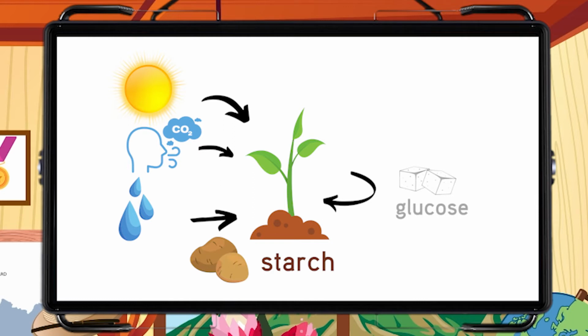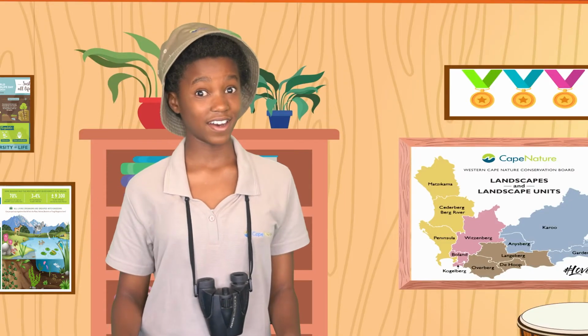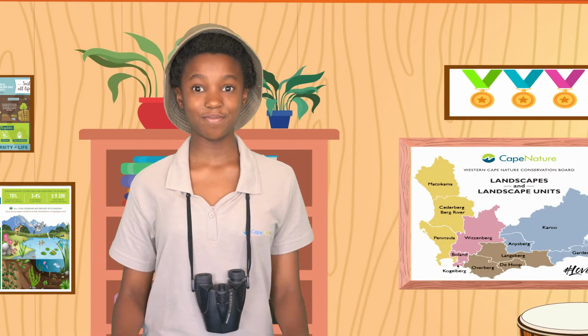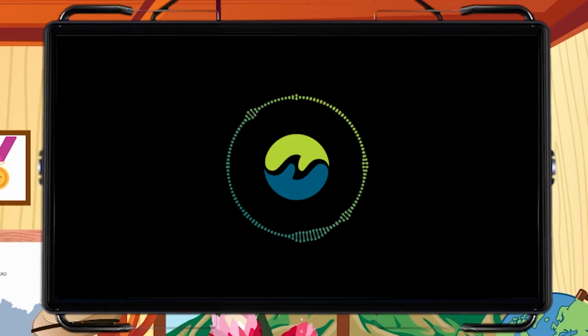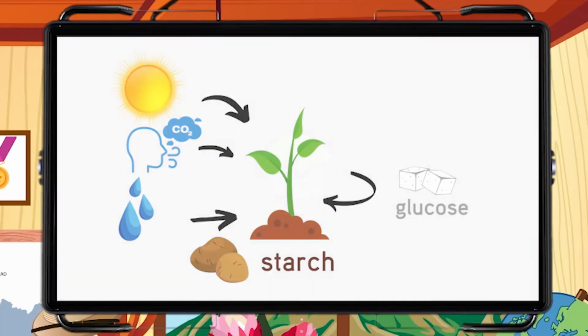Ever heard the saying, starchy vegetables, Mabali? Oh, have I? My mom loves mash. So do I. Well, during photosynthesis, plants give off oxygen into the atmosphere.